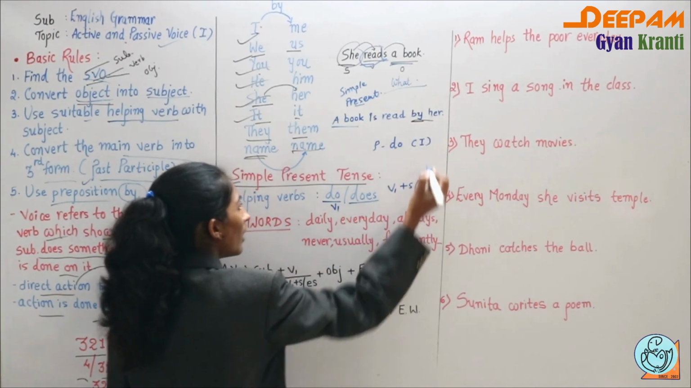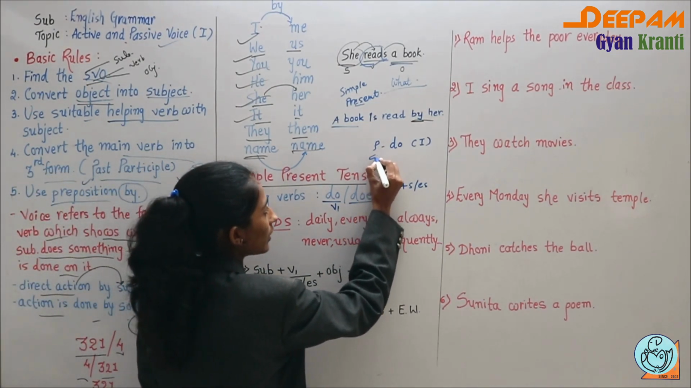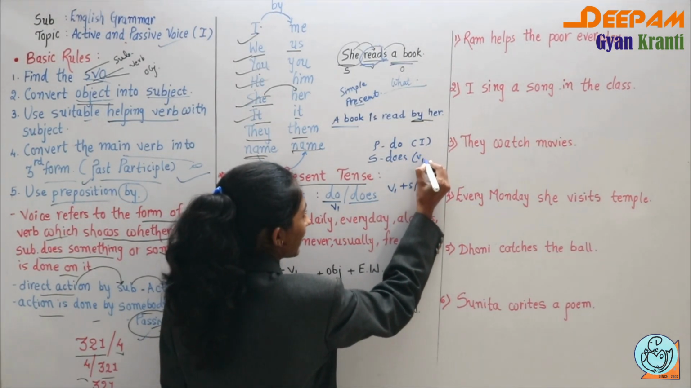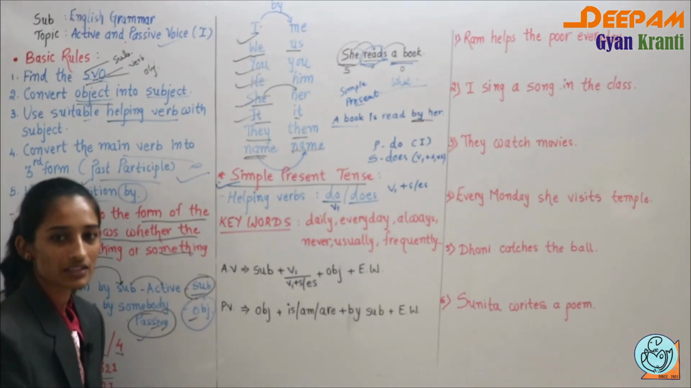The exception is I: even though it is singular, we still have to use do with I. And if the singular form is there, then we have to use does. That means we can say V1 plus S or ES. Right, so these are the basic things.